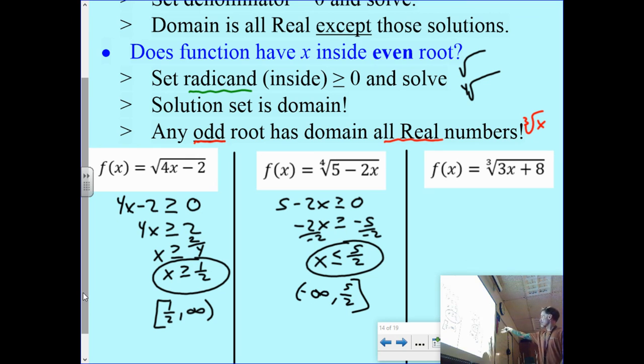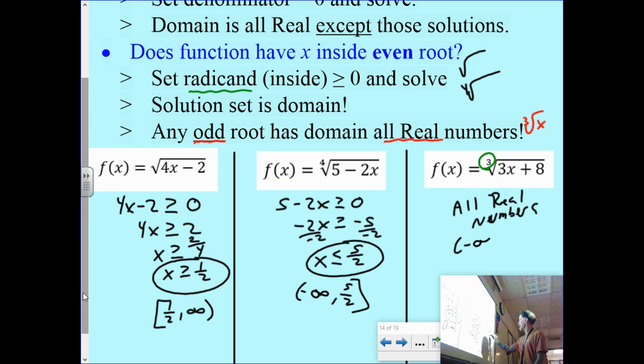And then my last example, this will take about 10 seconds, because notice my little number is odd. There's no math to do. That is all real numbers. Or if you want to write negative infinity to infinity, either way. Okay, so that's the second set of examples, after fractions with the bottom equal to 0. If you have an even radical, an even root, set the inside greater than or equal to 0 and solve it.